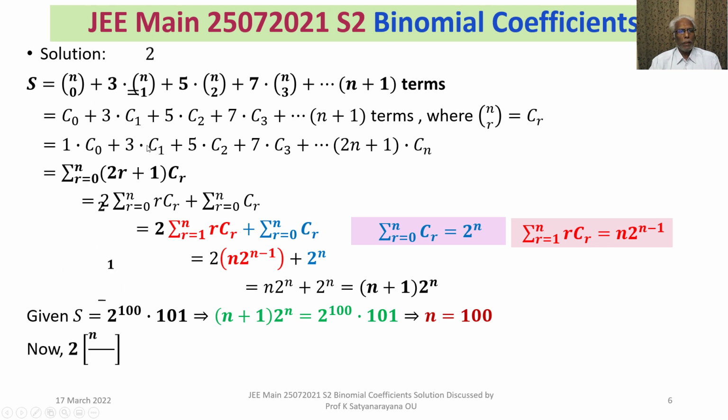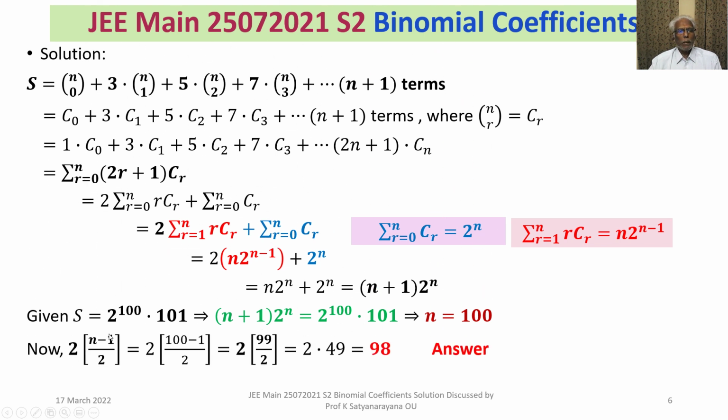Now we want to find 2 times the greatest integer of n minus 1 by 2. That is 2 times the greatest integer of 100 minus 1 by 2. That is 2 times the greatest integer of 99 by 2. 99 by 2 is 49.5, and the greatest integer not exceeding 49.5 is 49. Therefore, 2 times 49 is equal to 98. So that is your answer.